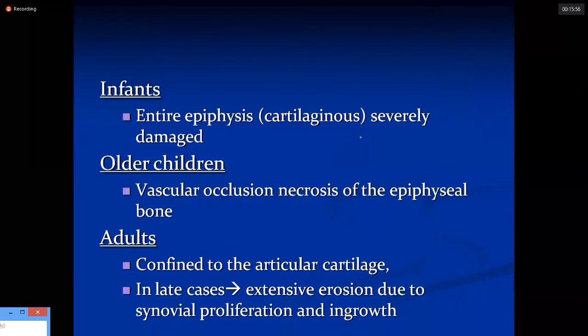So talking again about the pathology, in infants the entire epiphysis, which is very much cartilaginous, is severely damaged. In older children, there is vascular occlusion leading to epiphyseal bone damage, but not as severe as in the infant. In adults, it is usually confined to the articular area. In some cases, only extensive erosion may be seen. So what this slide tries to say is, in infants and children, the sequelae of septic arthritis is much more.